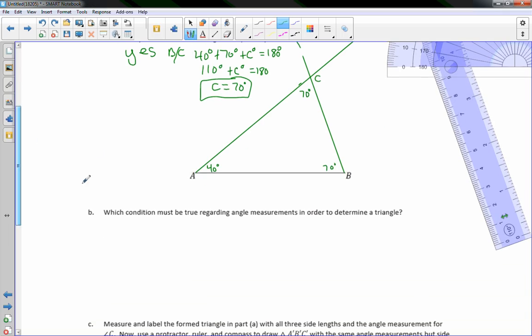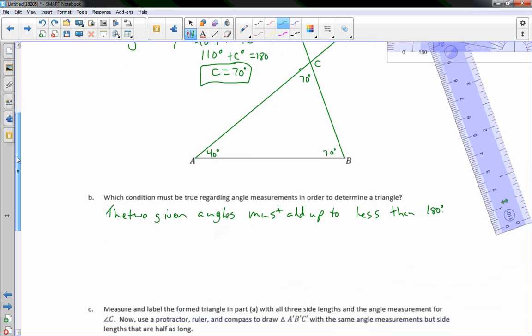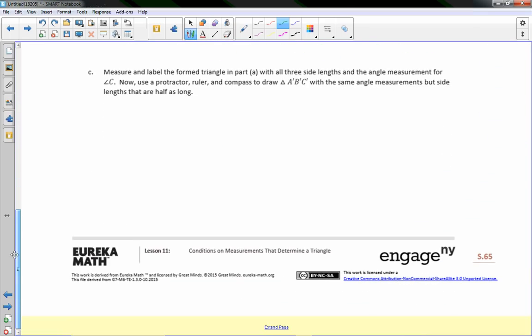Okay? So which condition must be true regarding angle measurements in order to determine a triangle? The two given angles must add up to less than 180 degrees. Okay, so now we've made the conclusion that two angles in a triangle can't be more than or equal to 180. They have to be less.